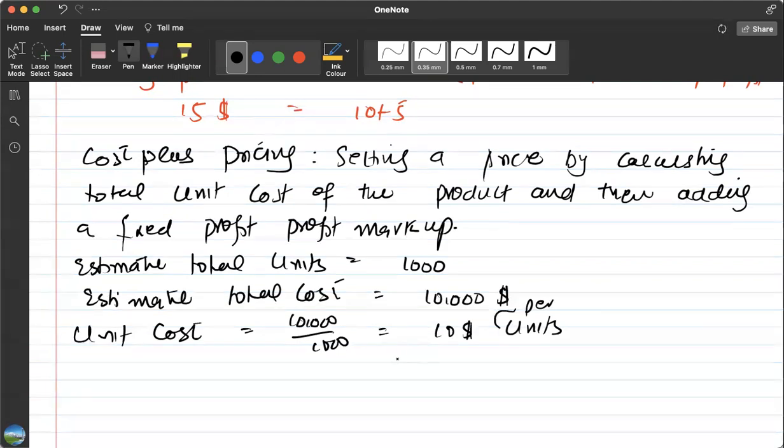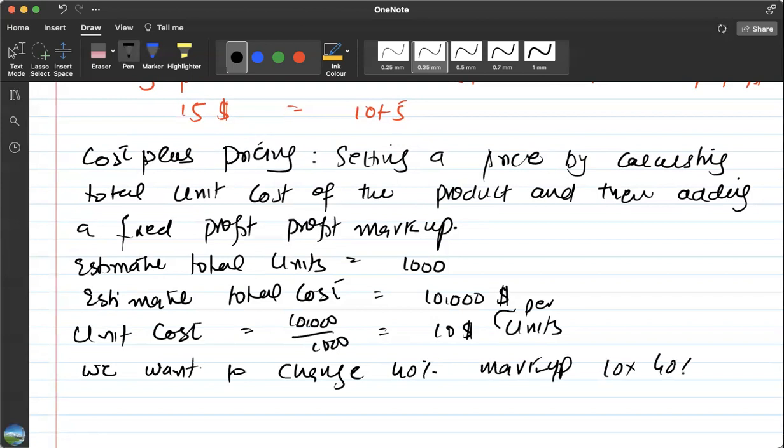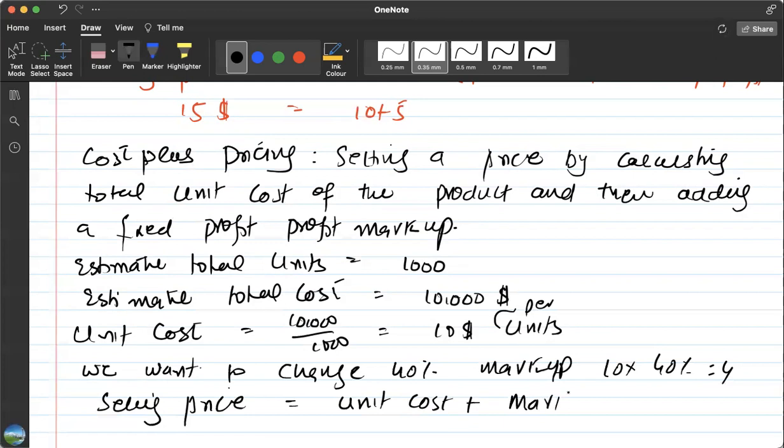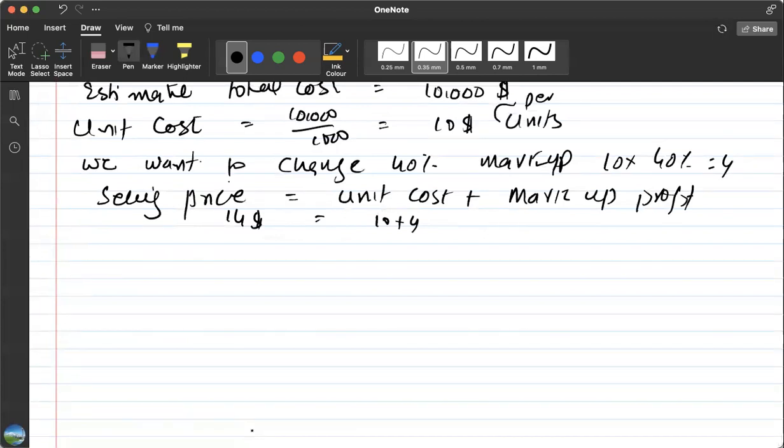$10 per unit is the average cost. Now we assess what is the markup profit that we are going to add on this. For example, we want to charge 40% markup profit. So now what we will do, we will take 40% of $10, that is 4. The rest of the things are same. Selling price will be equal to unit cost plus markup profit. That is 10 plus 4 is equal to $14. In this way, we calculate the markup and cost plus pricing separately for manufacturing business, because we need to calculate the unit cost of manufacturing in the manufacturing business. And in case of retailer, we calculate the markup pricing.